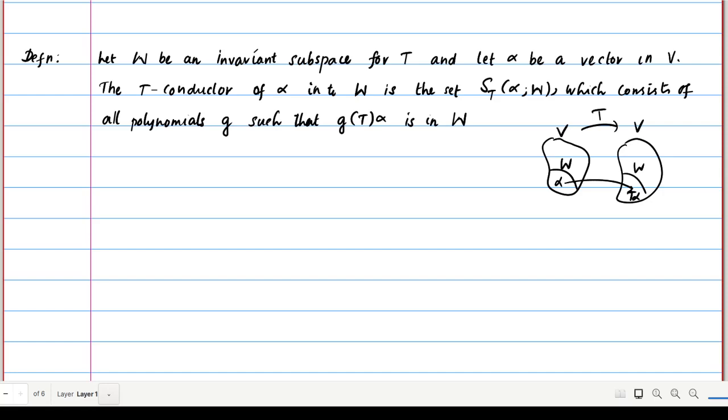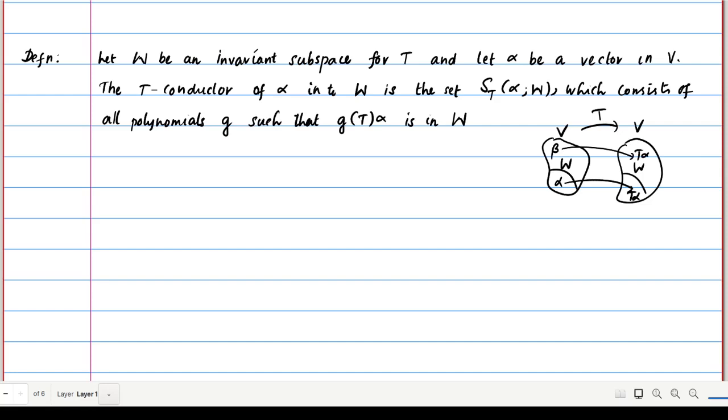So when you act this T on this alpha, you get a vector in W. And now we define the T conductor of alpha. Suppose W is invariant under T, then for any alpha belonging to W, the image is in W. But if we choose a beta in V, an arbitrary element in V, we cannot assume that T beta is also in W. Of course, T beta is also in V.